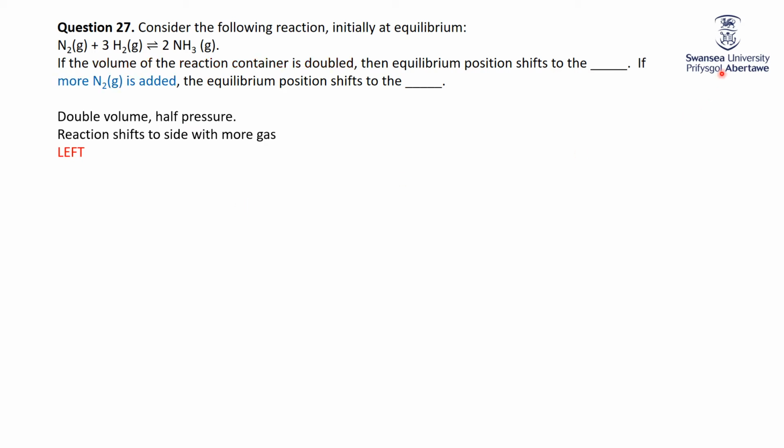Now if we add more N2, we're adding a reactant. If we add a reactant to the reaction, we affect the equilibrium position, as long as that reactant is part of the equilibrium considerations. So we add reactant, which drives the reaction to the right. Therefore the answer here is: double the volume goes to the left, add more N2 goes to the right.